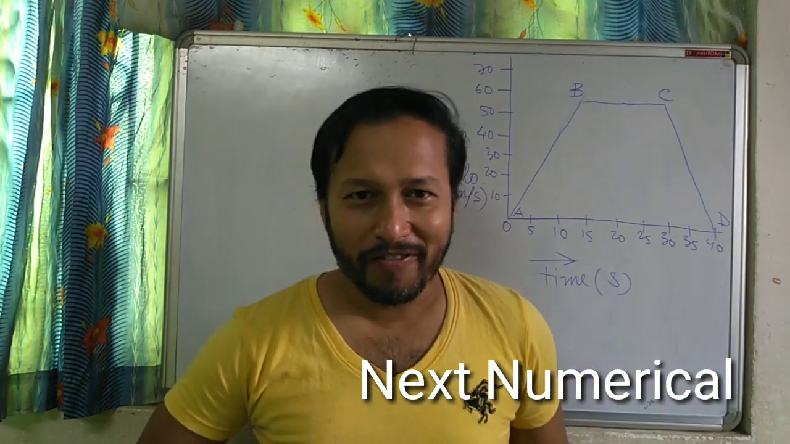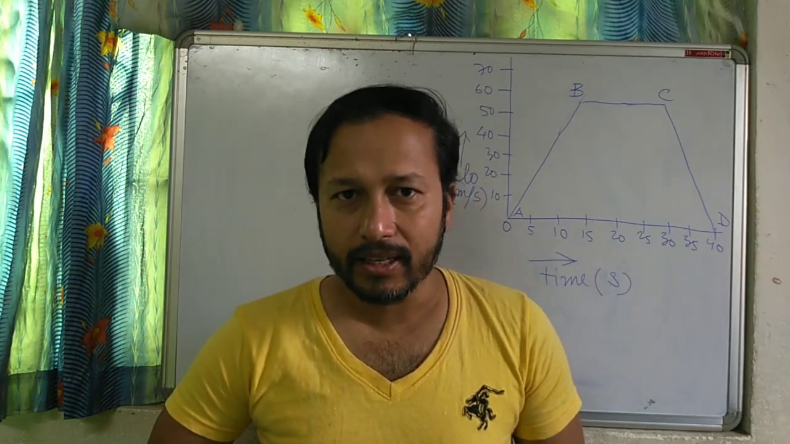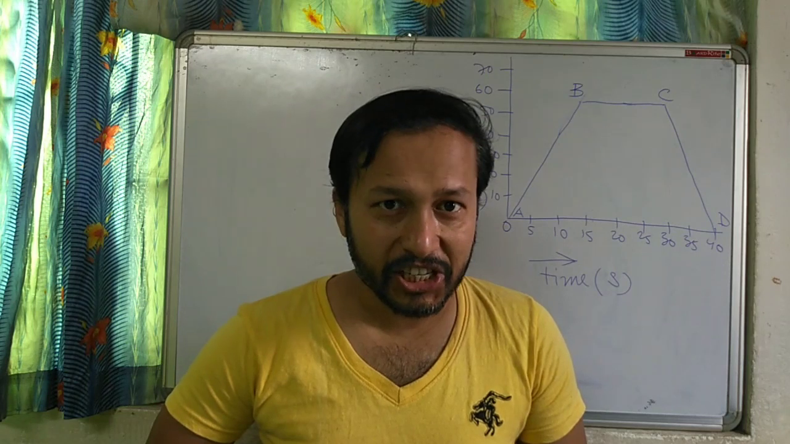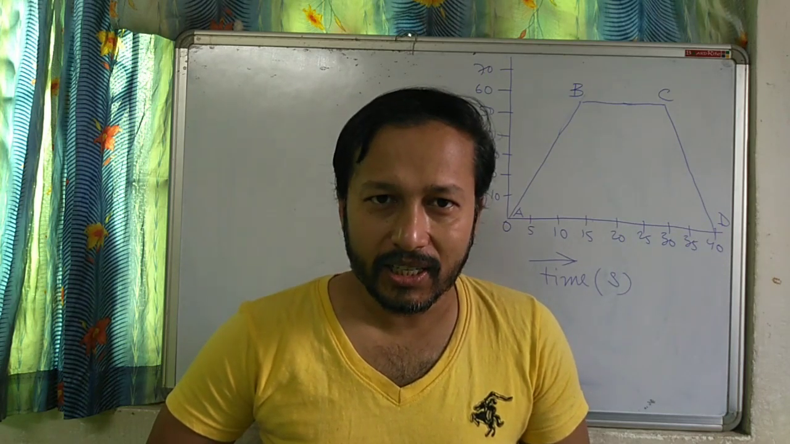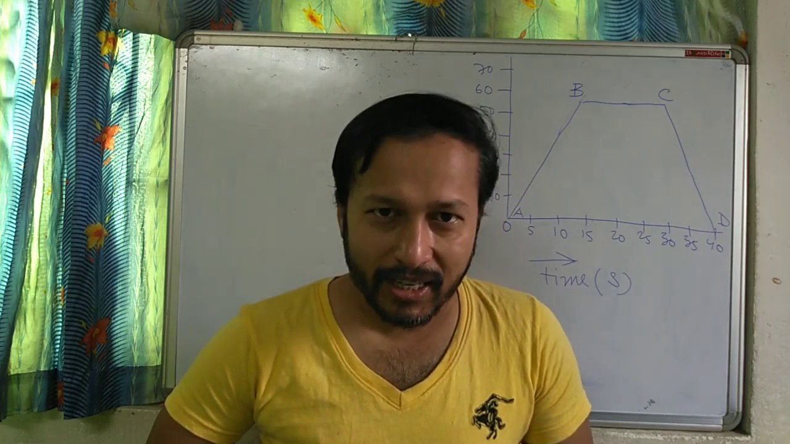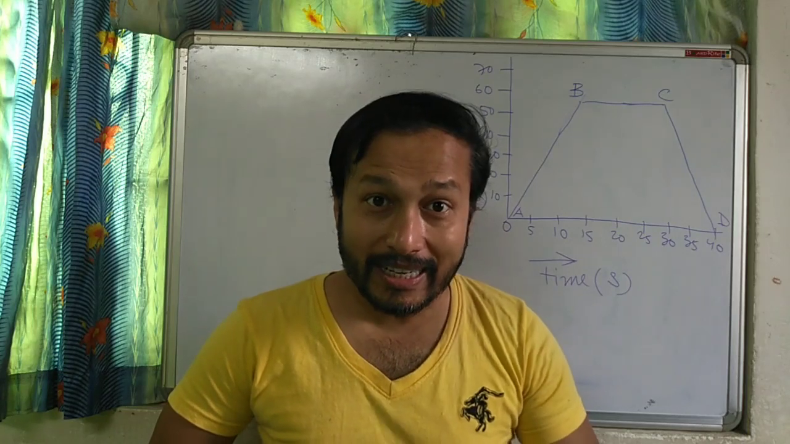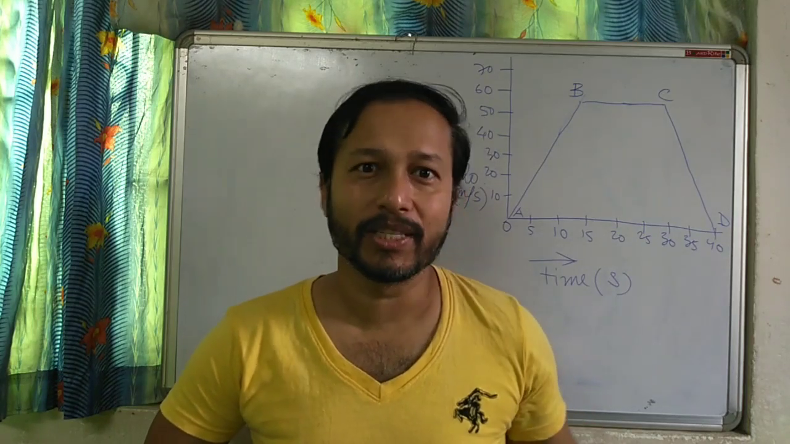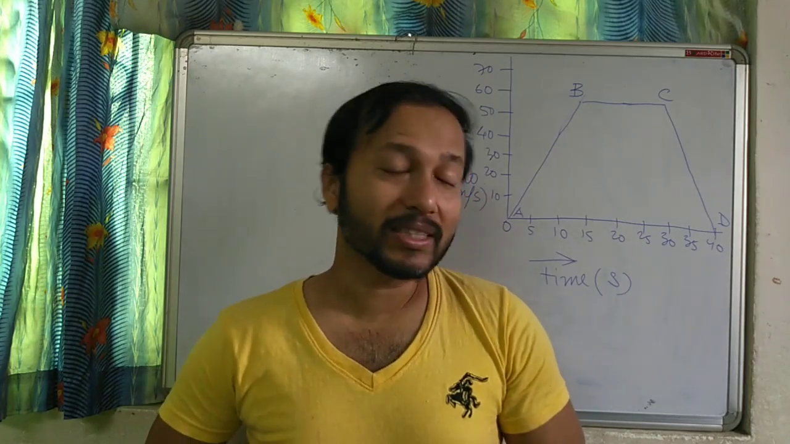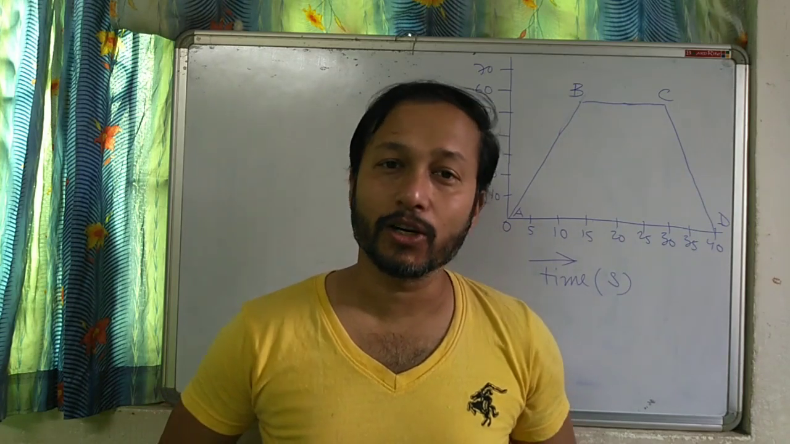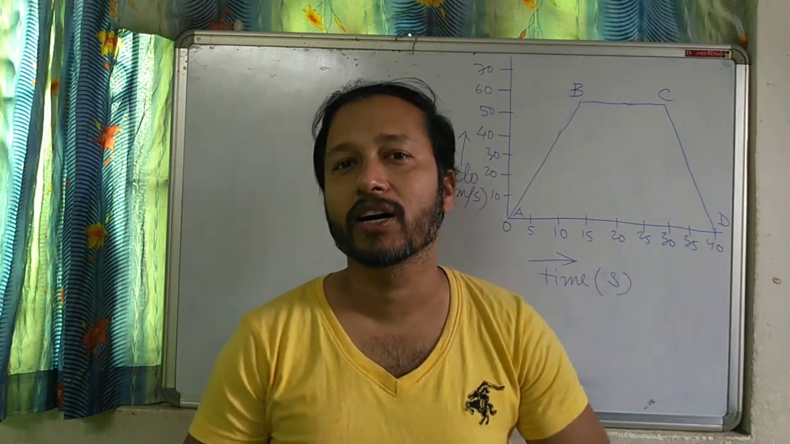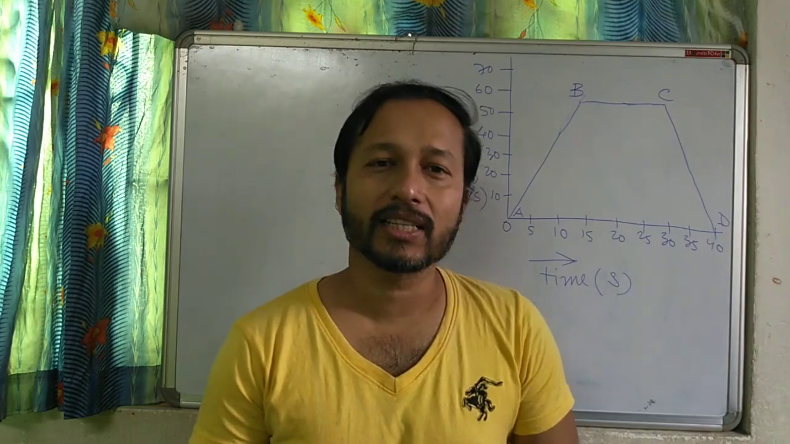Another example of a velocity time graph. Here again we'll find the acceleration and retardation. Then we'll also find the total distance covered by the object. Yes, from this graph we can also calculate the total distance covered by the object. Let us see that.